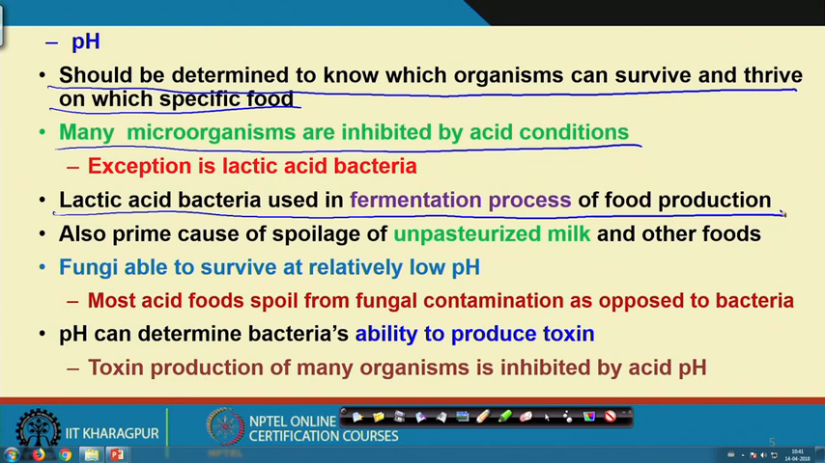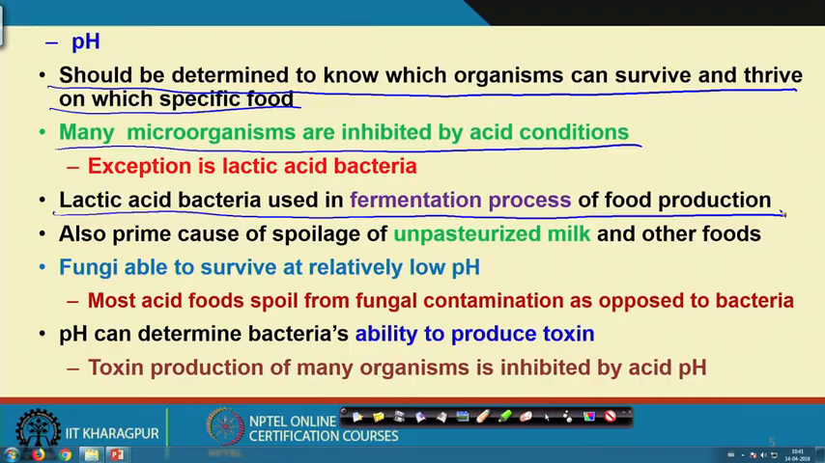So, like that, here also the lactic acid bacteria can be used for good cause, that is fermentation technology, or they can be seen from the point of view of detrimental organisms which can cause bad to the food. So, depending on how you are looking at it, where is the use, it can be good or it can be bad. Also, prime cause of spoilage of unpasteurized milk and other foods.